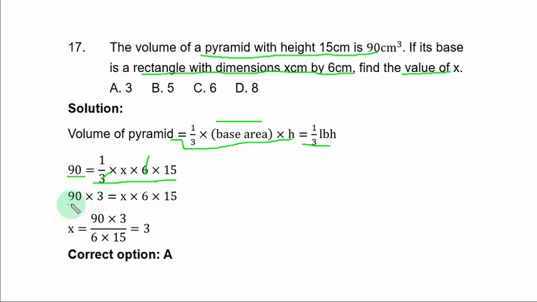So we have 90 times 3 equal to S times 6 times 15. Divide both sides by 6 times 15 to get S. So S is equal to 90 times 3 over 6 times 15. Simple arithmetic. 3 reduces 6 to 2. 2 reduces 90 to 45. And 15 reduces 45 to 3. So A is the correct option.